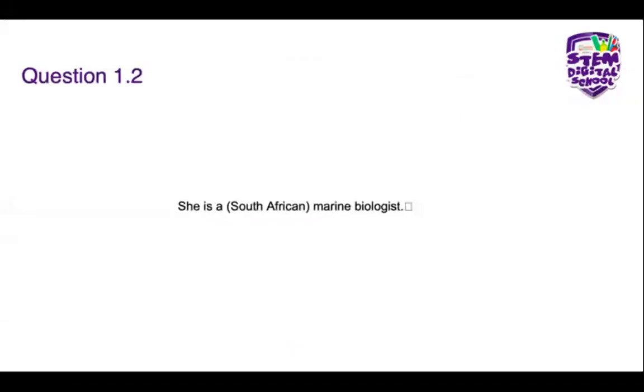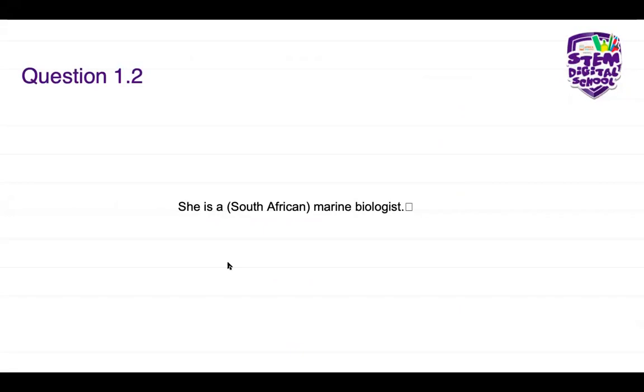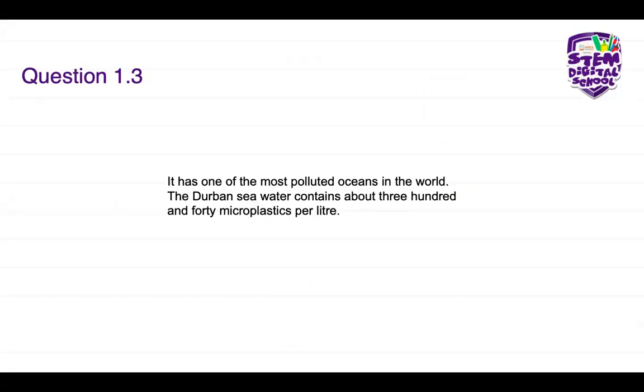Okay, and then 1.3, what 2 shocking facts are revealed about Durban in paragraph 2? And there you go. It has one of the most polluted oceans in the world. Secondly, the Durban sea water contains about 340 microplastics per liter. The first fact, it has one of the most polluted oceans in the world.